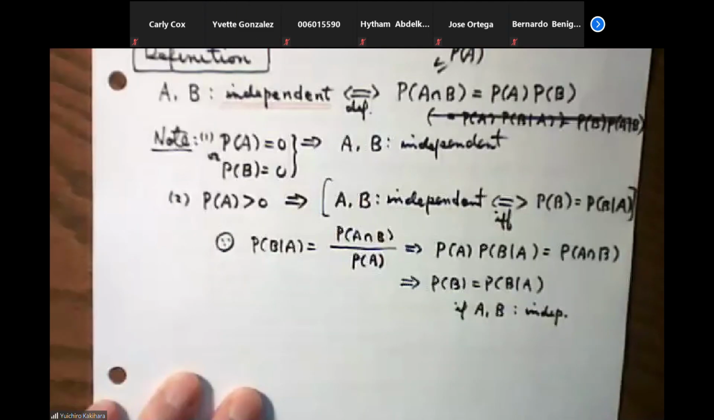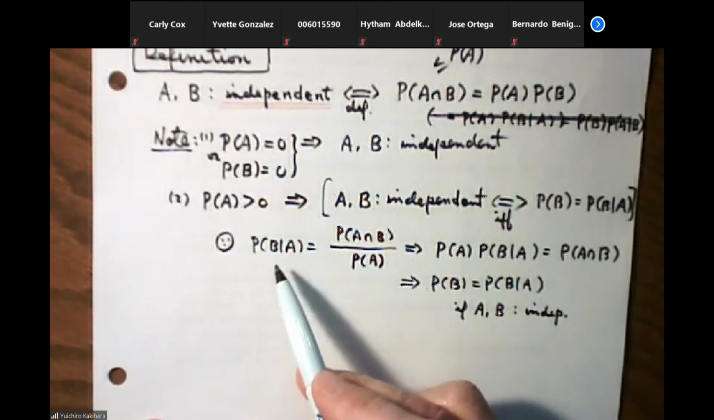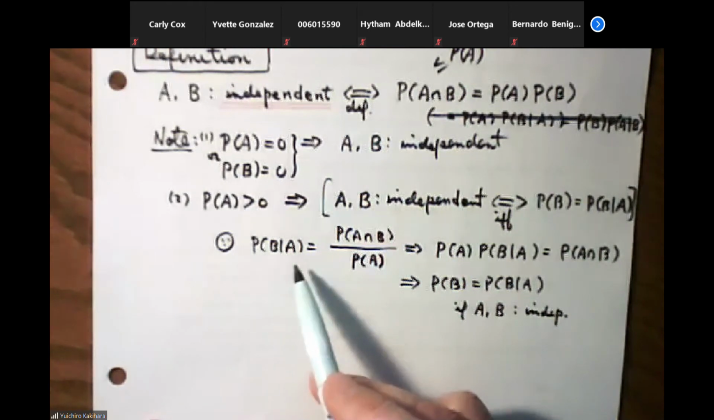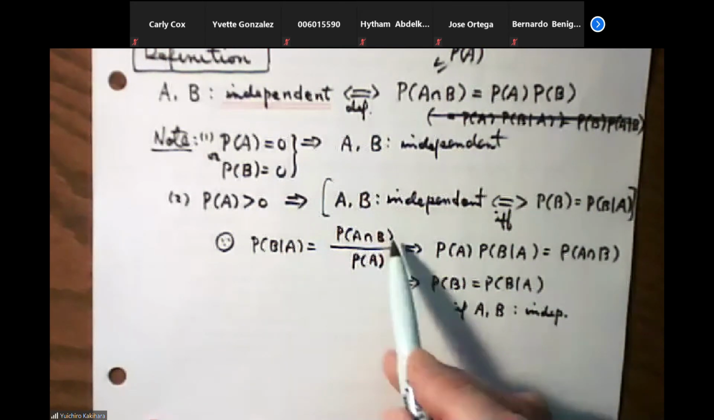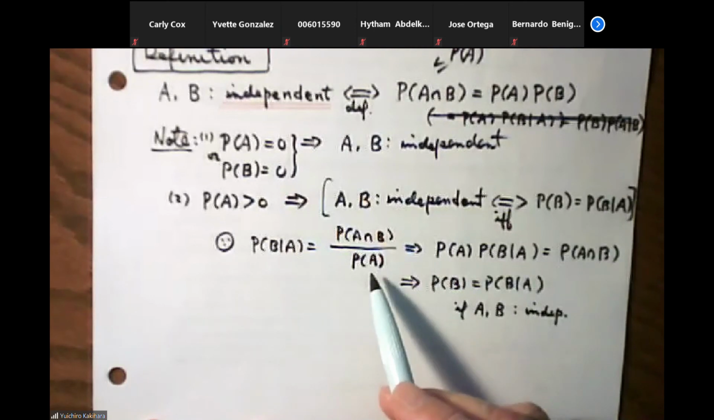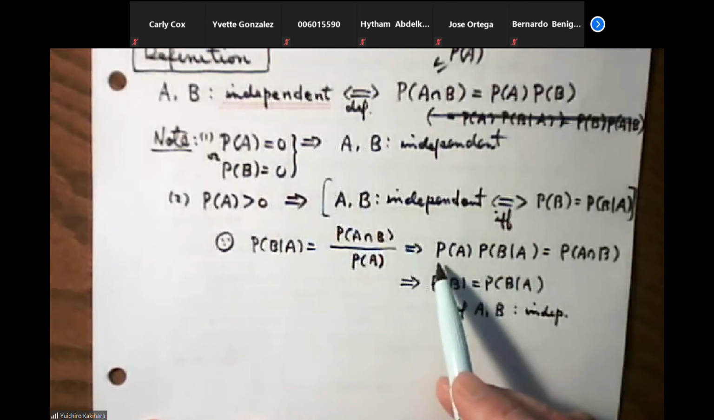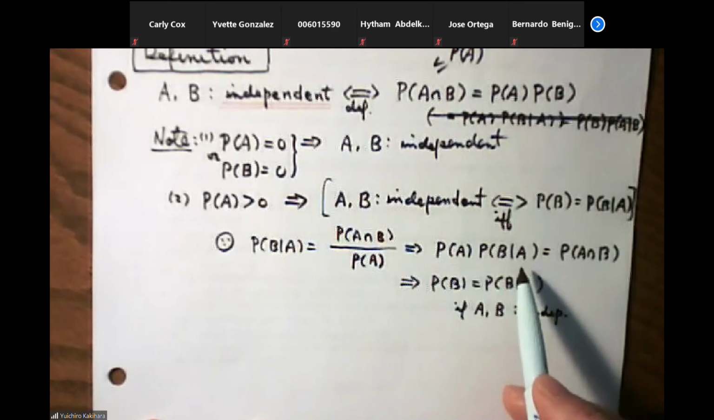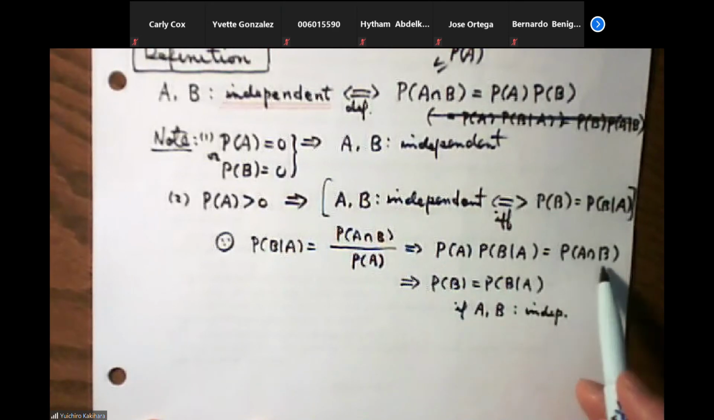Independence. I'm talking about the necessary and sufficient condition for independence. So this is the definition of the conditional probability. If you use this, then I can clear the fraction: P of A times P of B conditioned by A is equal to P of A intersection B.